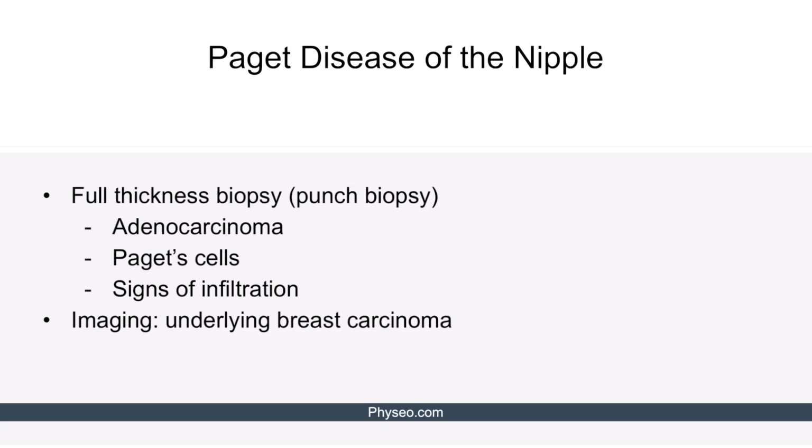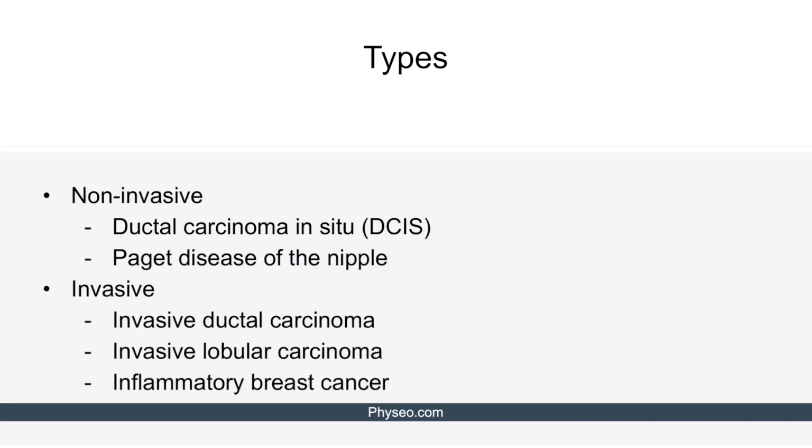To diagnose it, a full-thickness biopsy, also called a punch biopsy, is performed and will show features of adenocarcinoma with the presence of Paget's cells as well as signs of infiltration. Paget's cells are large cells with clear cytoplasm and are characteristic of this tumor. After confirming the diagnosis, imaging can be done to detect any underlying breast carcinoma.